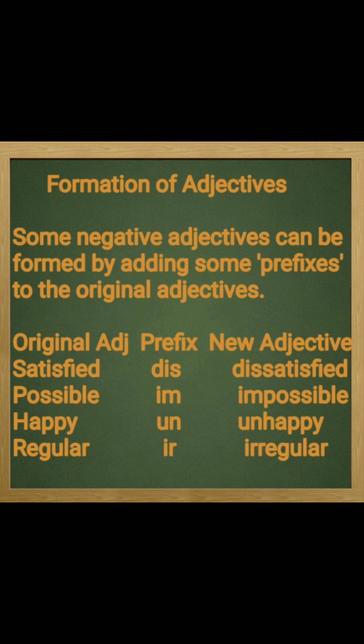Then possible. We add the prefix im, and that becomes impossible. That is a new adjective. Like happy, we add un, that becomes unhappy. Then regular, we add ir, that becomes irregular. Then there is the word legal. When we add il in front of the word, it becomes illegal. That's how we can make new adjectives from words.